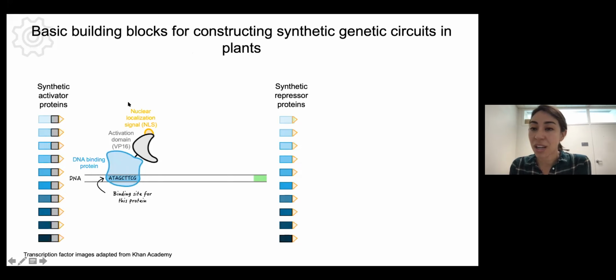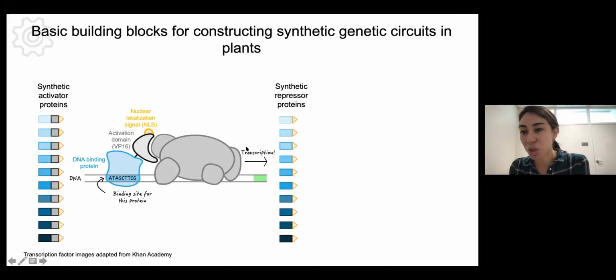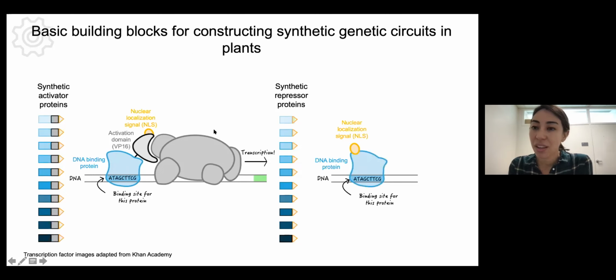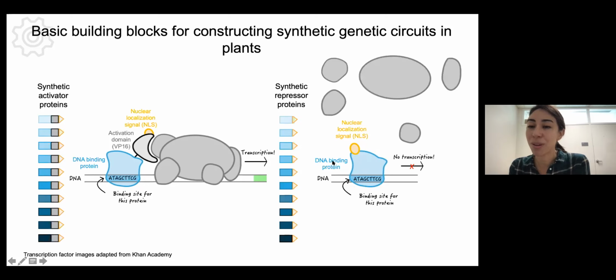This protein, when it gets into the plant nucleus, will recruit RNA polymerase and initiate expression of any downstream gene. In contrast, the repressor proteins are just the DNA binding protein fused to a nuclear localization signal. And when that binding sequence is located in the middle of a promoter that would otherwise recruit RNA polymerase, it actually blocks the assembly of the transcriptional machinery and prevents transcription of the downstream gene.